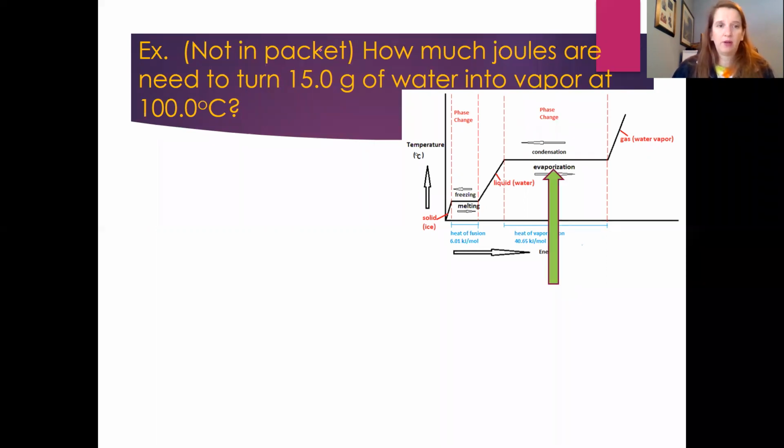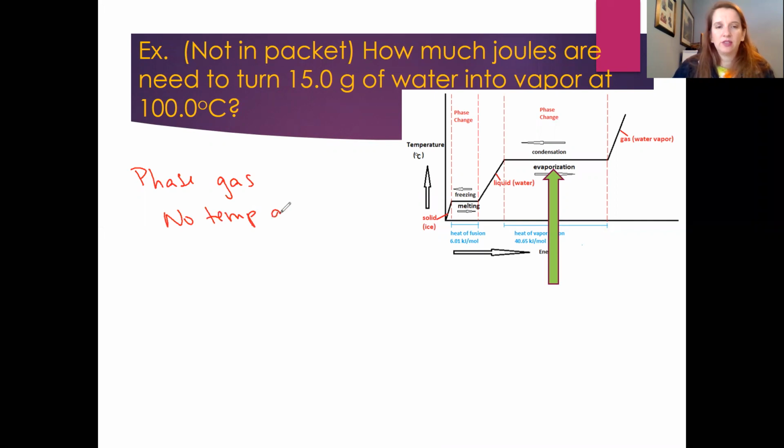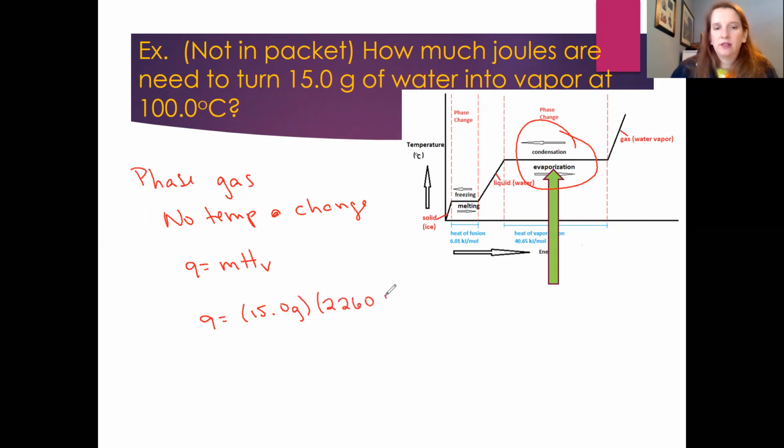So here in this problem, we have a phase change because we're trying to turn water into gas. There's no temp change. So we have no Q equals MC delta T. That means we're going to use Q equals M times H something. Now, because we're up here with condensation and evaporation, we're going to be using HV, the heat of vaporization. So to find our Q, we plug in our mass, 15 grams, and we plug in our heat of vaporization, which is 2260 joules per gram.